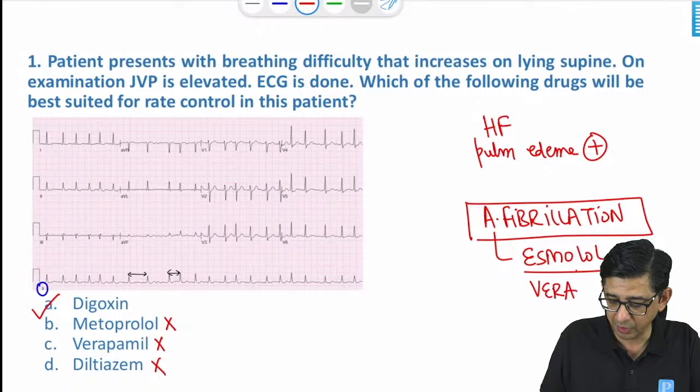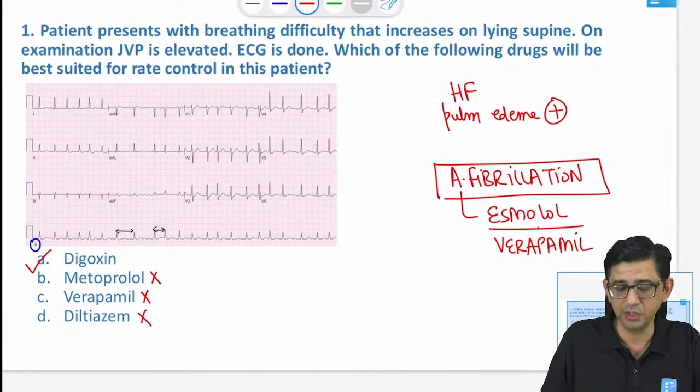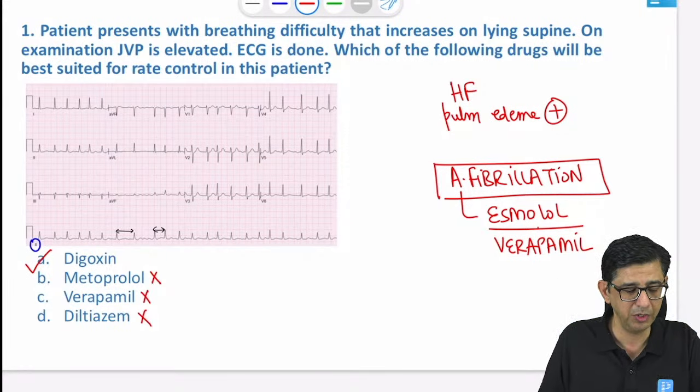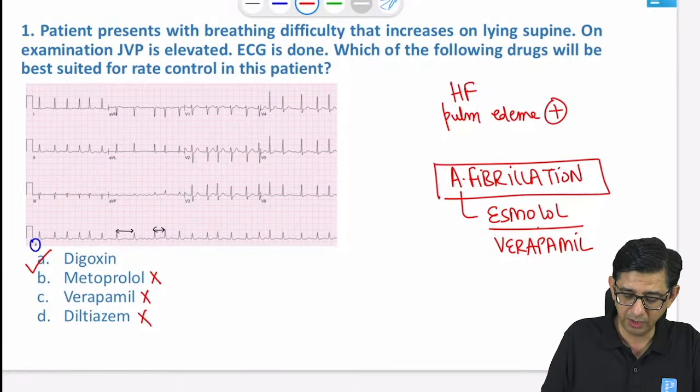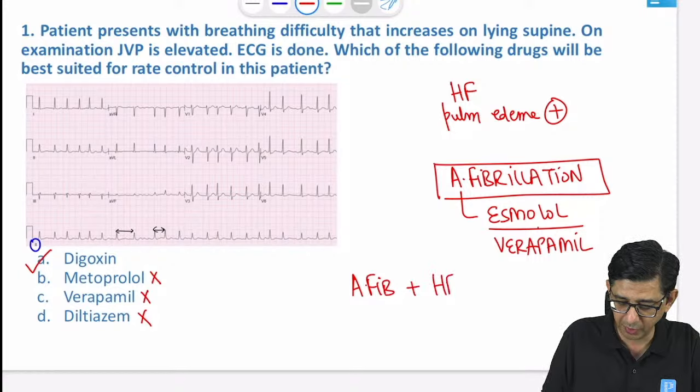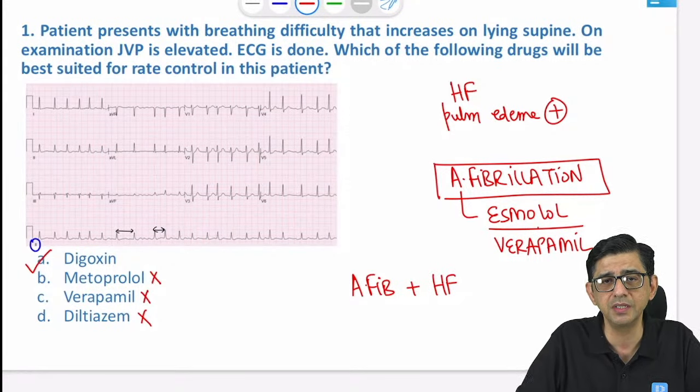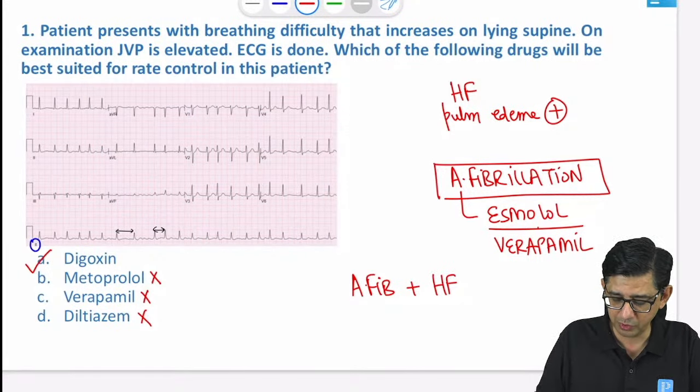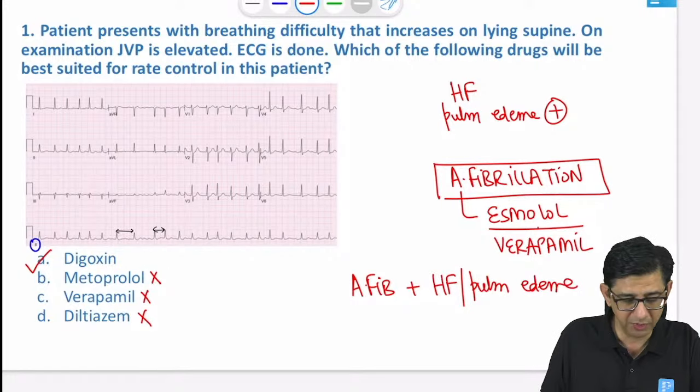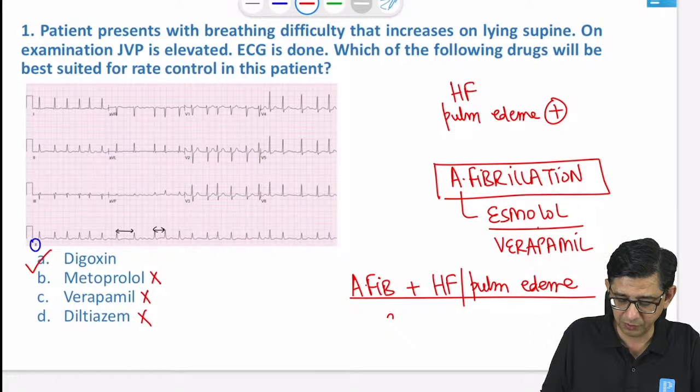Is there any pulmonary edema present in the patient? We either can use a B or a C, that is verapamil or diltiazem, in this case. But considering that it is atrial fibrillation with heart failure findings and there is documented pulmonary edema, in the sense that breathlessness is increasing in supine position, he is giving me that characteristic orthopnea, which is a feature of heart failure. So the correct answer would be that I can use digoxin in this patient.